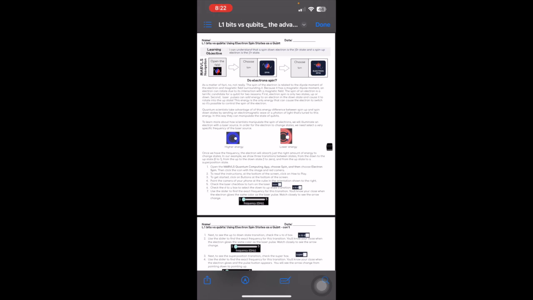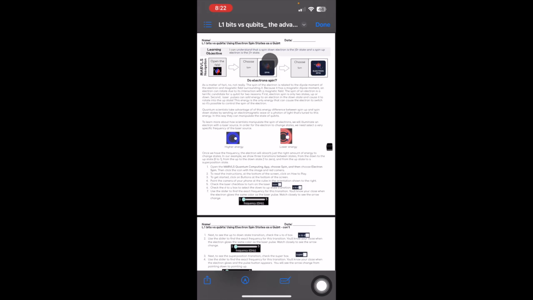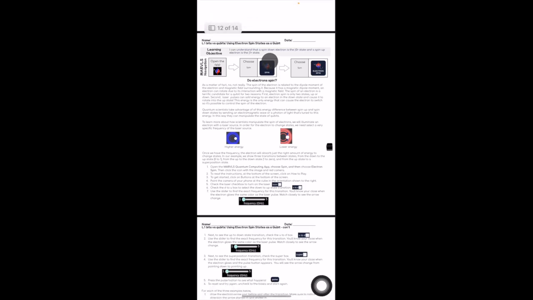You can see the navigation right here. And so, do electrons spin? No, they don't really, but they can, because they can have some sort of electromagnetic wave applied to them.